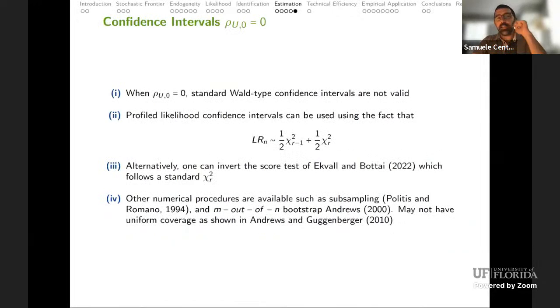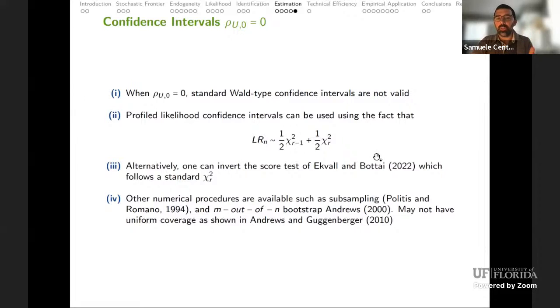Getting confidence intervals is slightly more difficult, because remember that it's not exactly the same. We can invert the test in some sense. We can always do that. In principle, you cannot use Wald-type standard confidence intervals, because you have this non-standard asymptotic distribution, but you can invert test statistics. You can invert either the likelihood ratio test, or you can invert this score test by Ekvall and Bottai, which you know is going to have the standard chi-square R distribution. You can do other things too. You can do subsampling, and you can do the m out of n bootstrap.